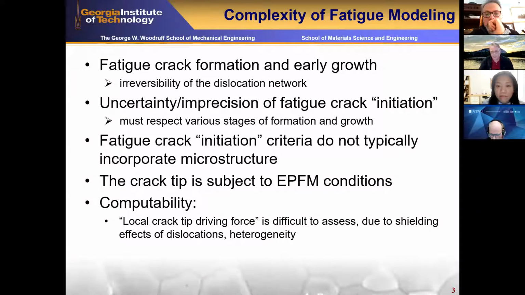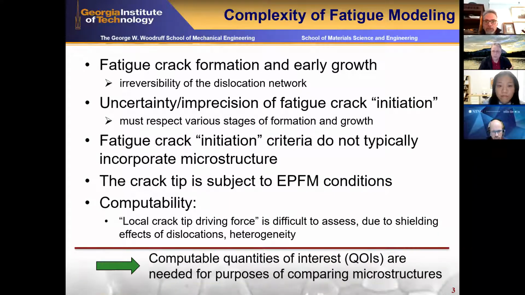The other thing is computability. It's difficult to compute local driving force in the presence of shielding of, let's say, dislocation populations and heterogeneity of the underlying microstructure. And you have to remember that whatever you do, if you're comparing microstructures or computing a number of statistical cases, you have to have a computable scenario. So again, for this, we use computable quantities of interest. This is a concept that's well understood in the literature and statistics.